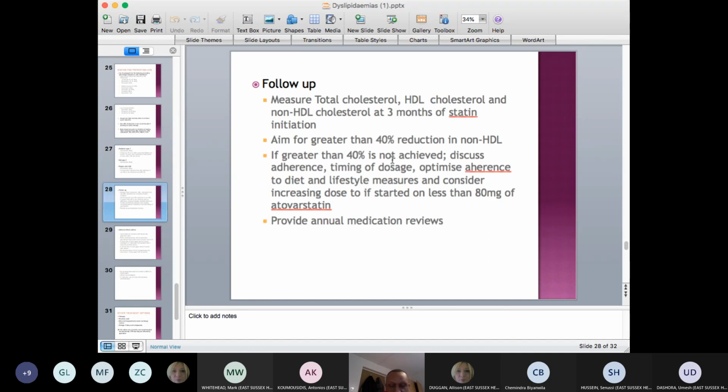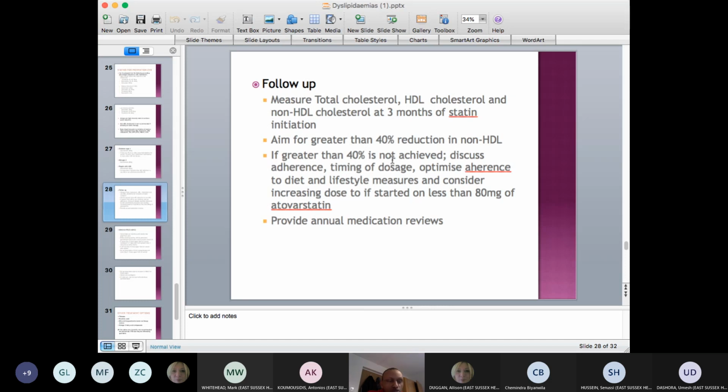Is the patient taking it? What about the timing of the dosage? How about the other factors which may be contributing to the high cholesterol? How about his diet? You should look at it. Other lifestyle measures, for example, is he drinking too much? Is he still smoking? And if you explore all these and it's not working, then you might have to increase your statin to get to where you want. And always provide an annual medication review.